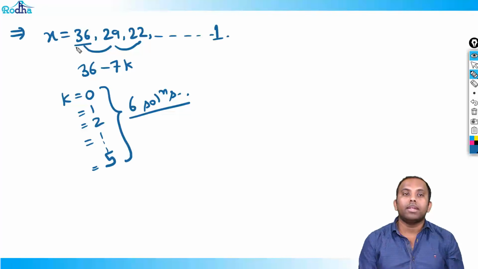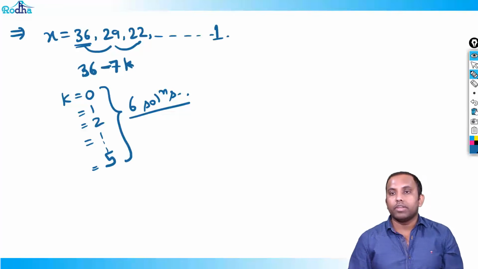36 is the first number, and it is decreasing in steps of 7. So for decreasing, minus 7 into k. Correct? Now we'll use this method in the next question.